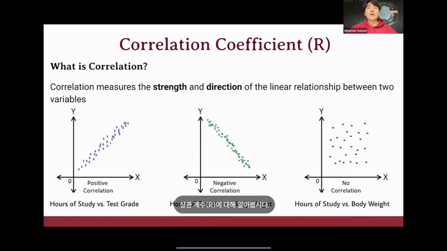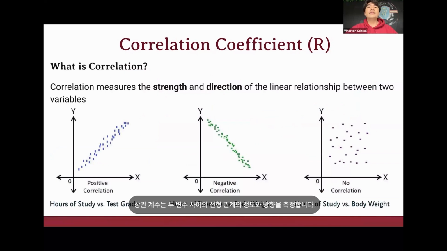Now, let's talk about the correlation coefficient, denoted as R. Correlation measures the strength and direction of the linear relationship between two variables. The value of R ranges from -1 to 1. R being 1 indicates a perfect positive linear relationship, R being -1 indicates a perfect negative linear relationship, and R being 0 indicates there is no linear relationship.